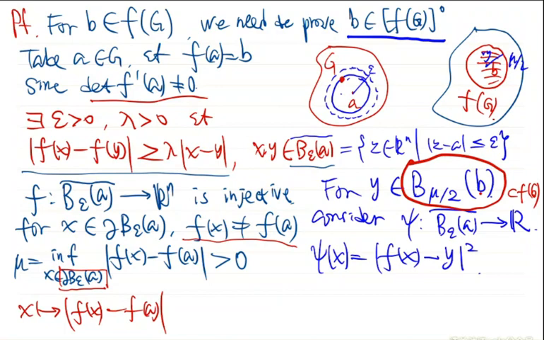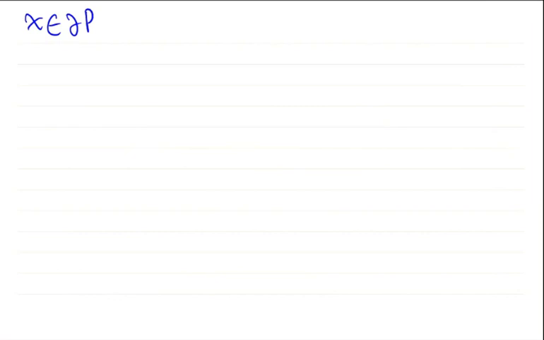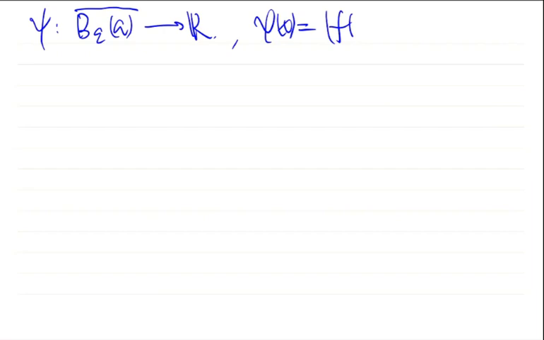So for this problem, we consider this function C given here, defined in this way. This function is obviously continuously differentiable. Okay, C is continuously differentiable. Also, maybe I will write C here again. C(x) is the distance from f(x) to y, squared. So this is C1, continuously differentiable.